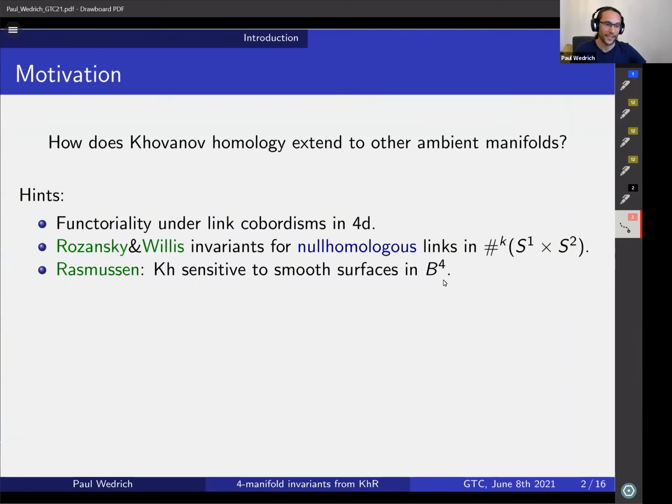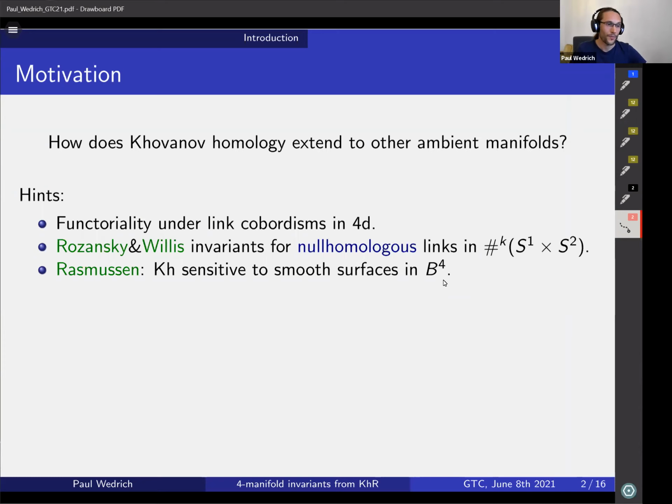So the first hint is that in such an extension to other ambient manifolds, an important role should be played by the fact that Khovanov homology, at least in certain constructions, is properly functorial under link cobordisms embedded in 4-dimensional space. So not only do you get an invariant of links that may take the form of a vector space or an abelian group, but also you get maps, linear maps or group homomorphisms, associated to link cobordisms.